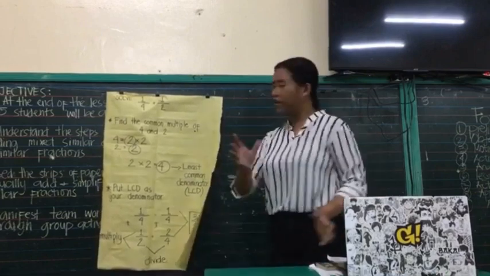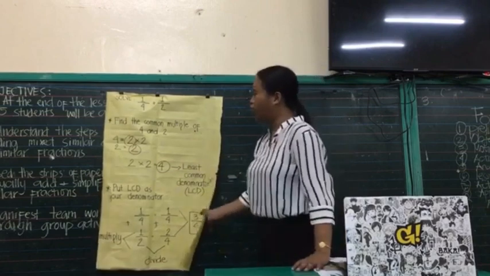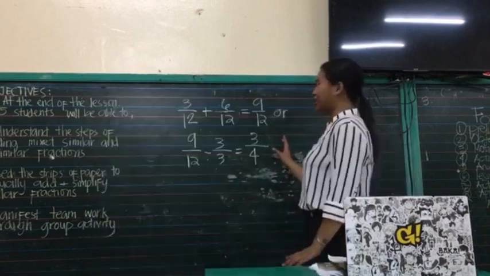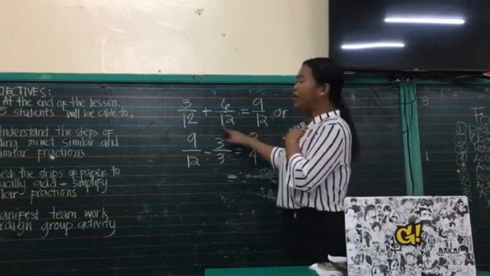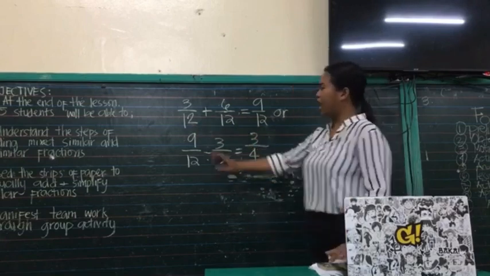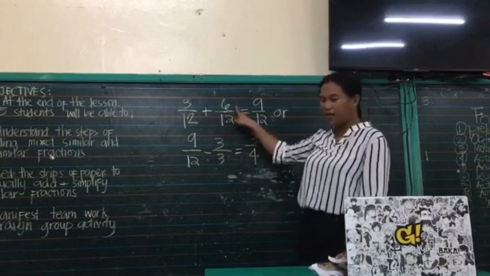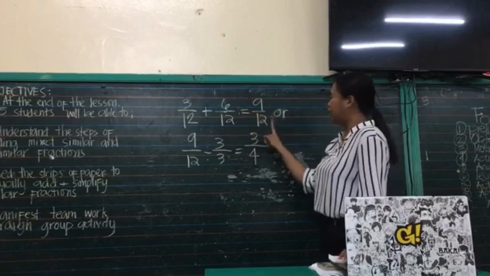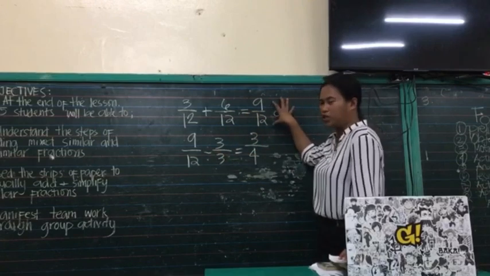So, class, any clarification in adding dissimilar fractions? So, wala na. Now, let's have the adding of similar fractions. Similar fraction siya kasi same sila ng denominator. So, let's have 3/12 plus 6/12 equals 3 plus 6 equals 9, and then copy the denominator. So, 9/12 pwede pa siya ma-lowest term.